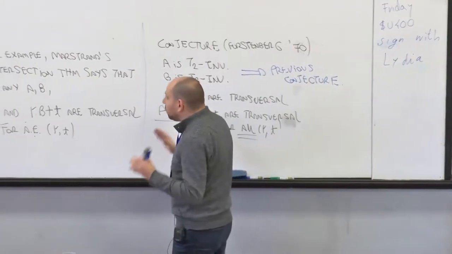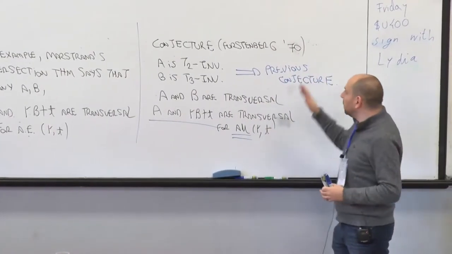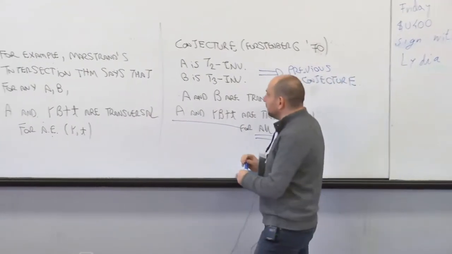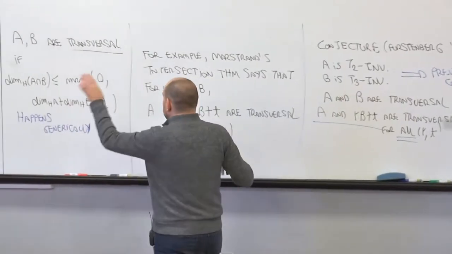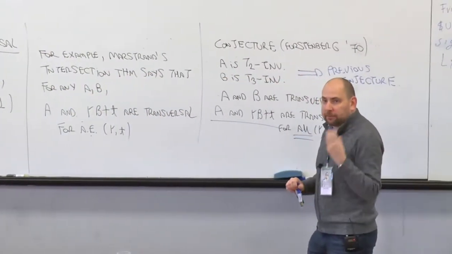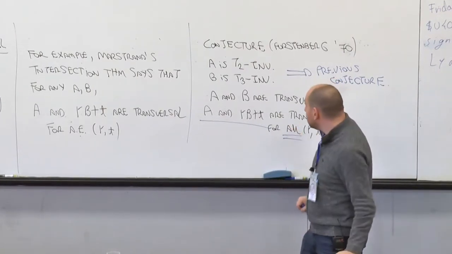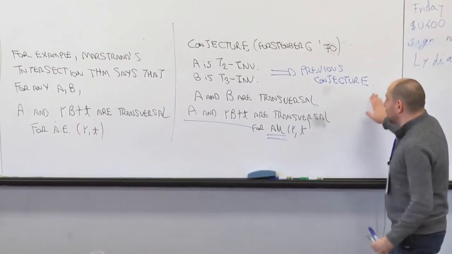But if the dimension of A is not 0, then certainly A is not transversal to itself. So with this notion of common structure, transversality, well, this is a much finer way of finding common structure between A and B than looking at the sum set. So this was the motivation for the conjecture.